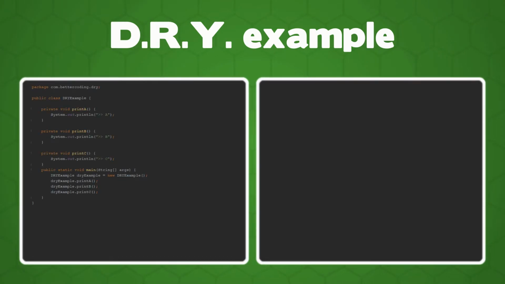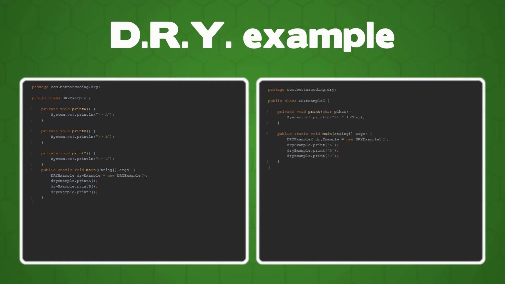This program prints the characters A, B, and C. As you can see, there are three different functions which look nearly the same. The only difference is the character that is printed by each. So why not rewrite them into one generic form?